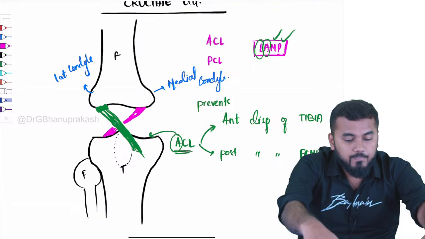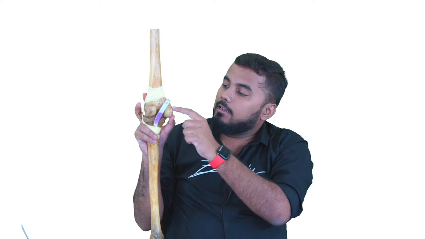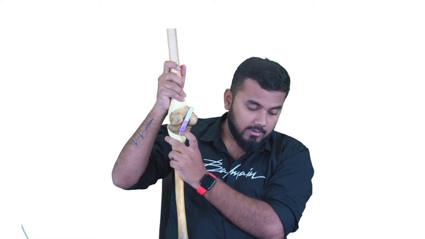So this part, this is your posterior cruciate ligament. Now in the posterior cruciate ligament, you can see that this is called the medial condyle and this is called the lateral condyle. So backside it has attached medially, and did it come anterior to tibia? No, it has attached posteriorly itself. Clear, all of you?